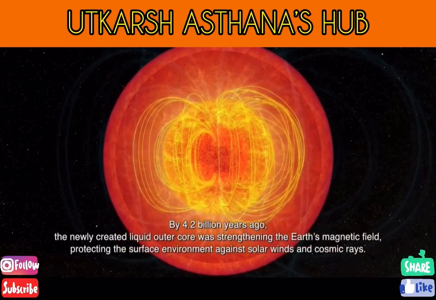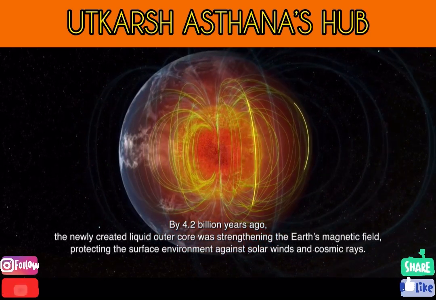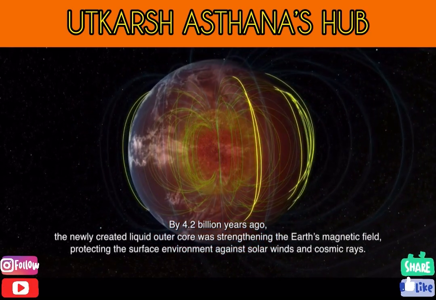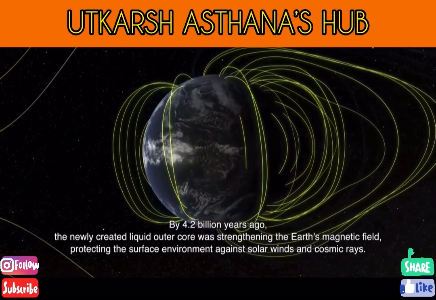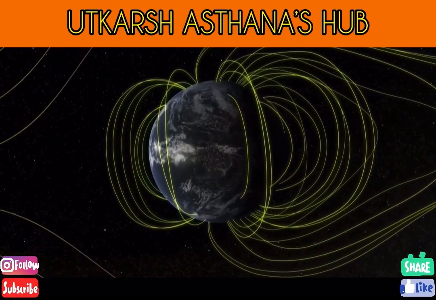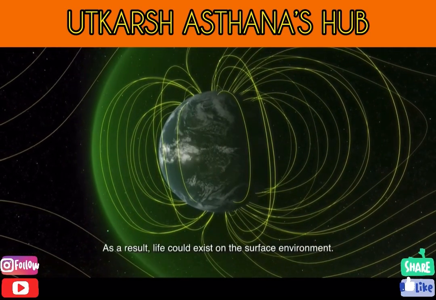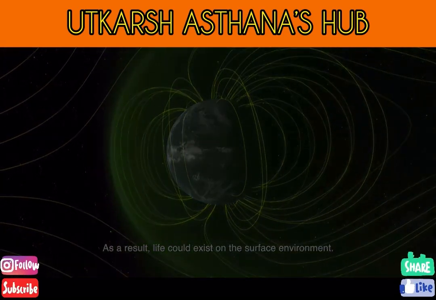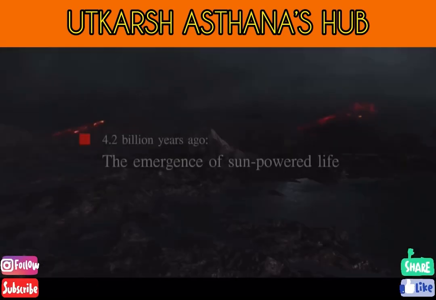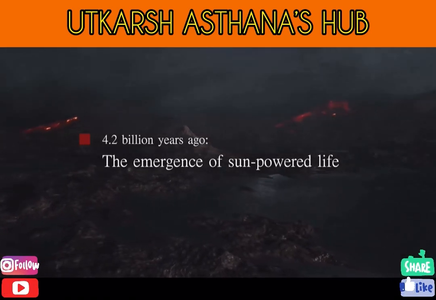By 4.2 billion years ago, the newly created liquid outer core was strengthening the Earth's magnetic field, protecting the surface environment against solar winds and cosmic rays. And that is how Earth's geomagnetic field was formed. As a result, life could now exist on the surface environment. And because of this, the emergence of sun-powered life began 4.2 billion years ago.